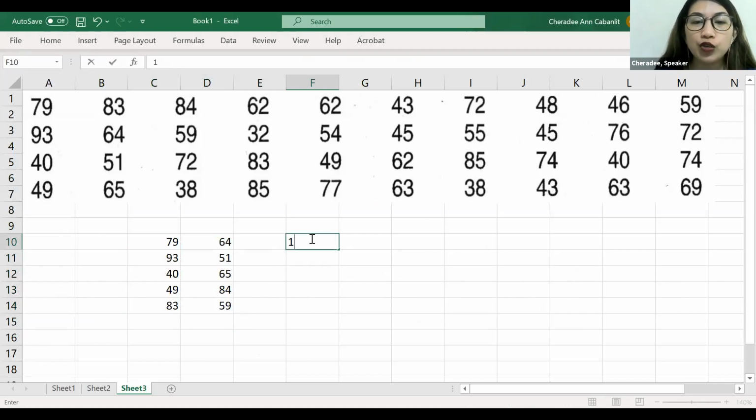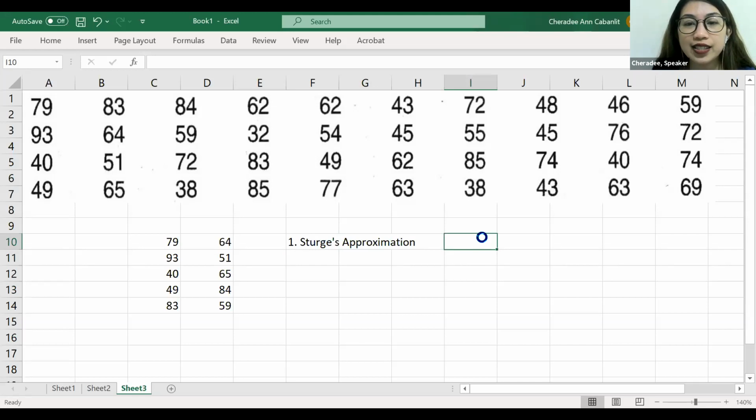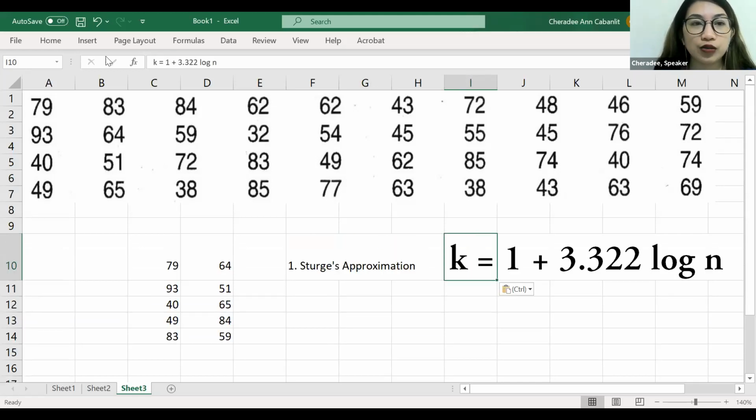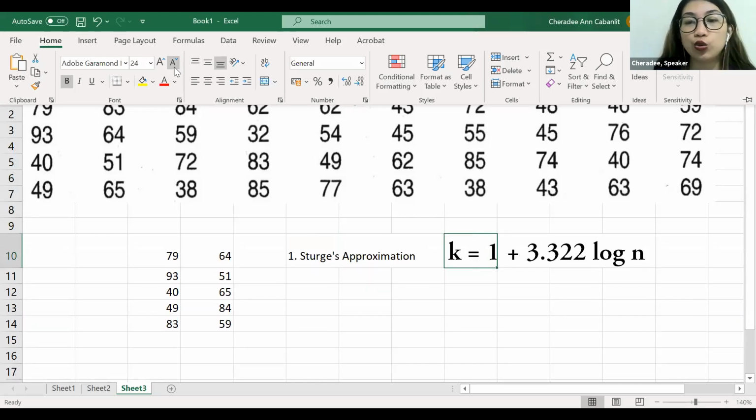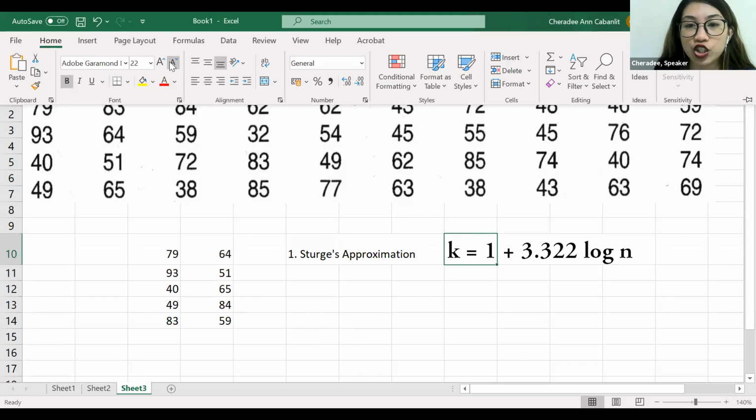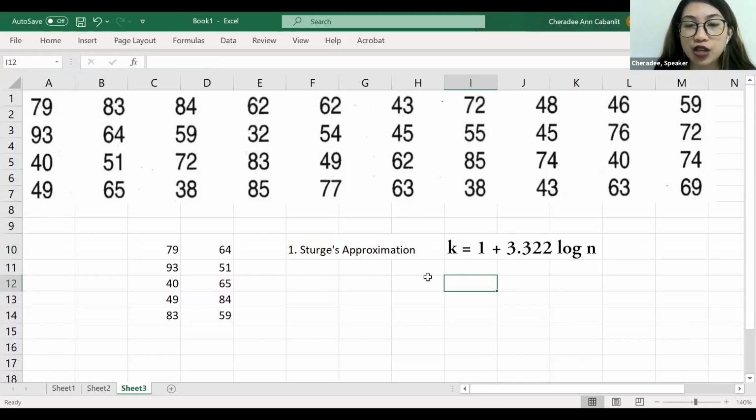So the first rule is we use the Sturges approximation formula. Let me copy it so we have a guide. So this is the formula: K is equal to 1 plus 3.322. So it's fixed, guys. You should not change that because that's the Sturges approximation formula.